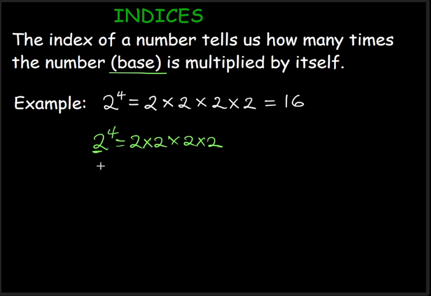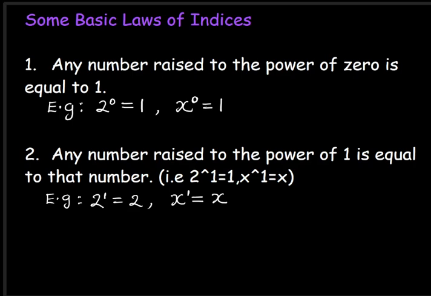If, for example, we have 3 raised to power 5, that means we multiply 3 by itself 5 times. So that is what happens in indices, or index for the singular form. It is also called powers. Okay, let's see some basic laws of indices.